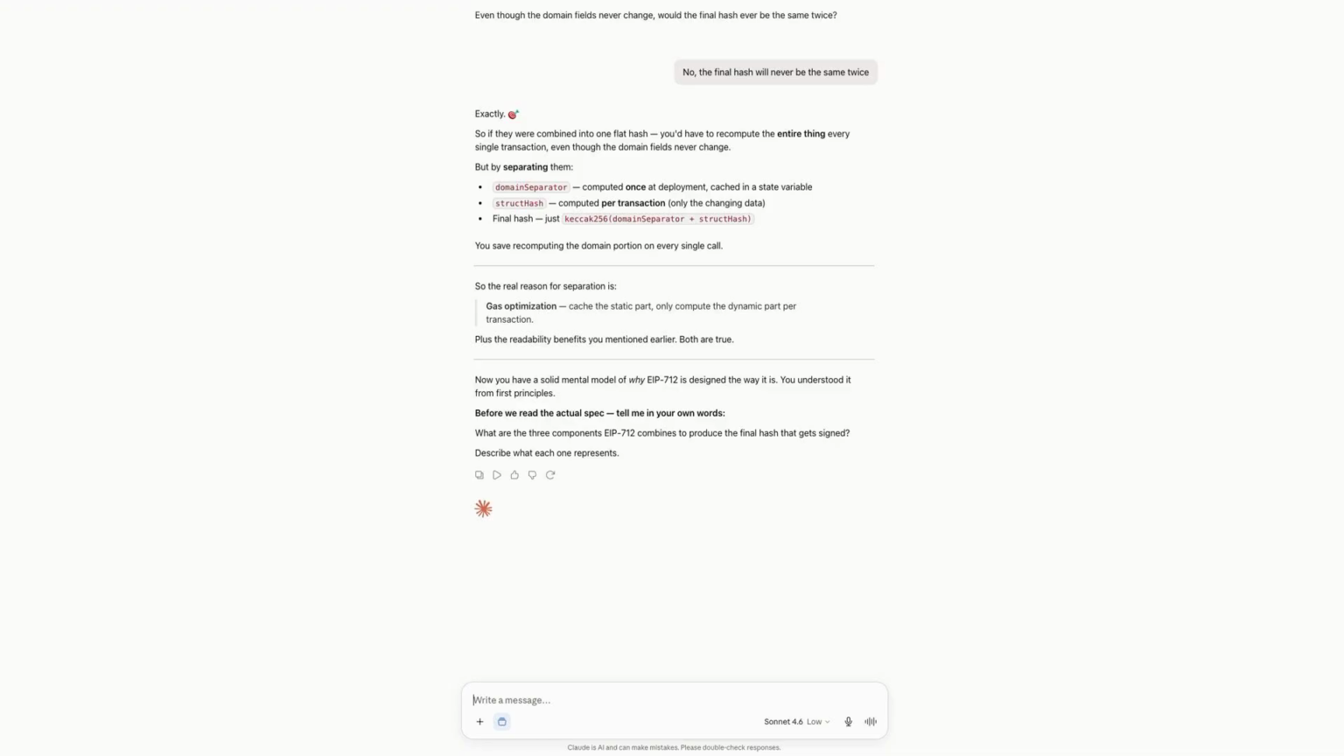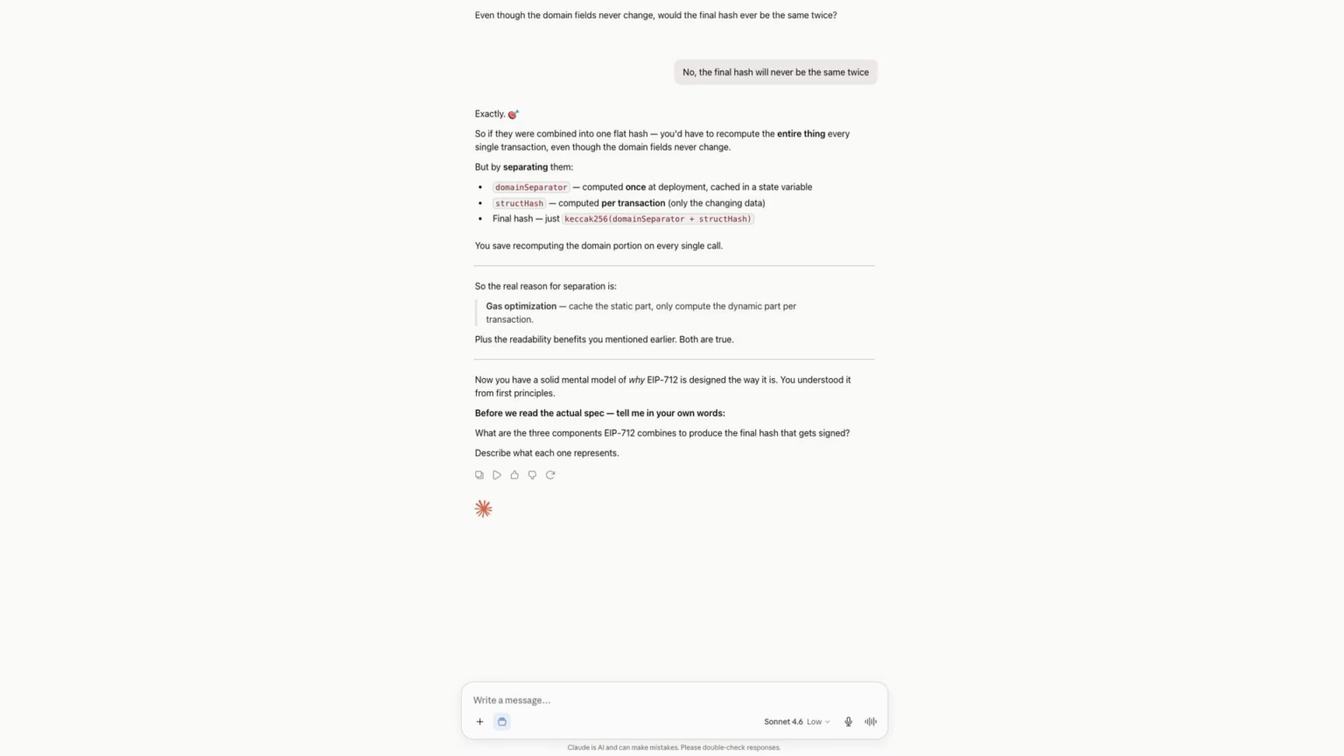But by separating them, the domain separator is computed once at deployment and cached in a state variable. The struct hash is computed per transaction, only for the changing data. The final hash is just keccak256 of the domain separator plus the struct hash, so you save recomputing the domain portion on every single call. So the real reason for separation is gas optimization. Cache the static part, only compute the dynamic part per transaction. Plus the readability benefits you mentioned earlier, both are true.